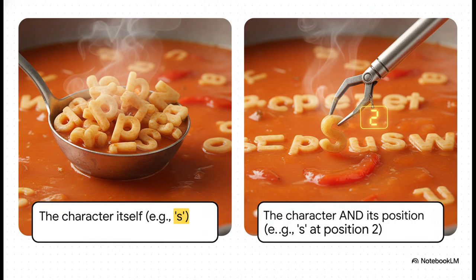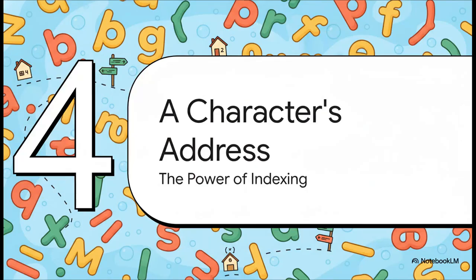That's a whole new level of information. So how do we solve this? Well, with a super important idea in programming called indexing. Just think of it like this. Every single character in a string gets its own unique street address. That way, we can find it and work with it directly, anytime we want.